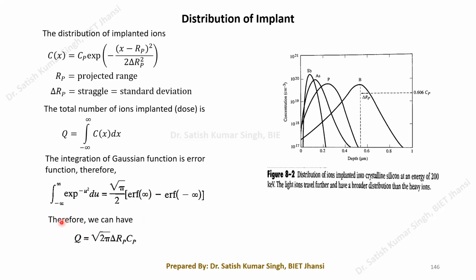So ultimately you are going to get this equation: Q equals root 2 pi times delta Rp times Cp. Here you can see that the total dose Q is directly proportional to the peak Cp, and it is also proportional to your straggle. This way we are able to calculate the total dose of our dopant material.